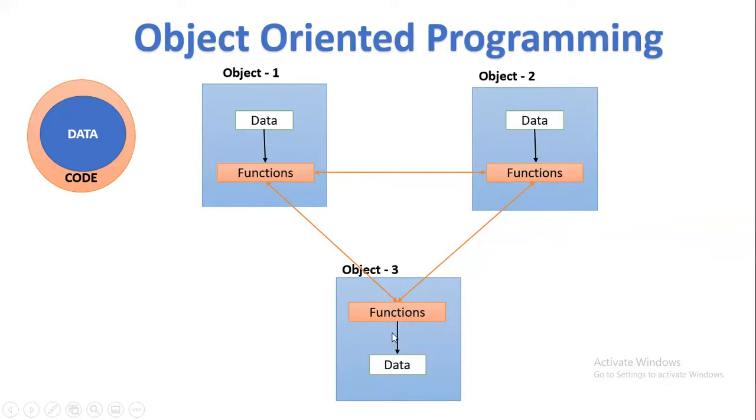If object 3 wants to access object 1 data, it cannot access it directly. First, object 3 functions need to contact the object 1 functions. By message passing, only then can the data be accessed. In such a way, it provides security to the data. This was not there in procedural oriented programming. By using a class, we can create any number of objects. That is the main thing in object oriented programming.